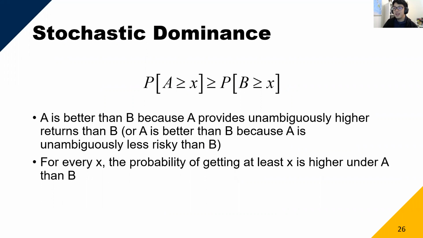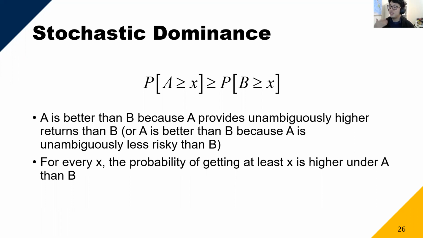If A is better than B because A provides unambiguously higher returns, what we could do is, for any set value of X, the probability of getting at least X is higher under A than B. Which means you could have correlated values in X where they correspond so that you could, for example, never actually get higher or lower than particular values, or the probabilities of your outcomes are aligned in such a way that your distributions may not overlap.